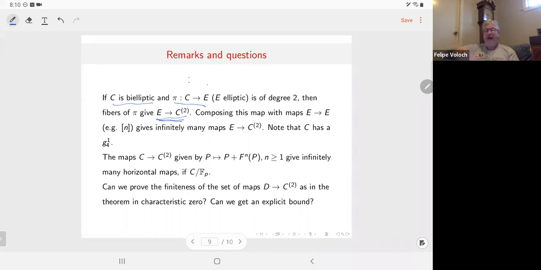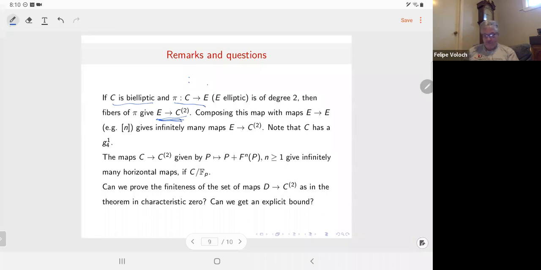And an elliptic curve has lots of self maps. You can multiply on elliptic curves as a group. So you can multiply by n, for example, for any n, and you get a map from E to E. So you can compose. If you have one map from E to C^(2), you get infinitely many maps from E to C^(2). That's a situation where, if you assume that n is prime to the characteristic, these maps are separable. These maps are going to be not horizontal, they're sort of diagonal, right?